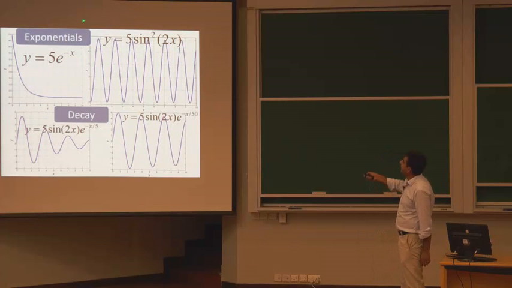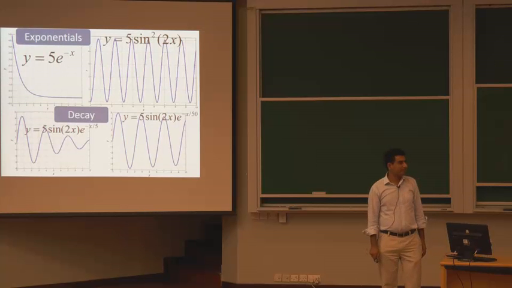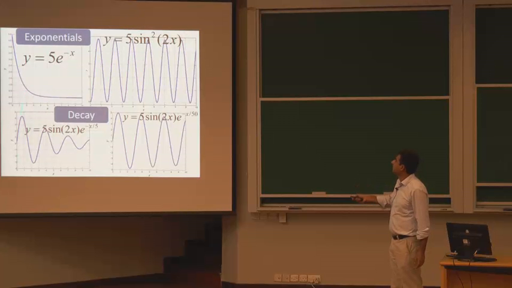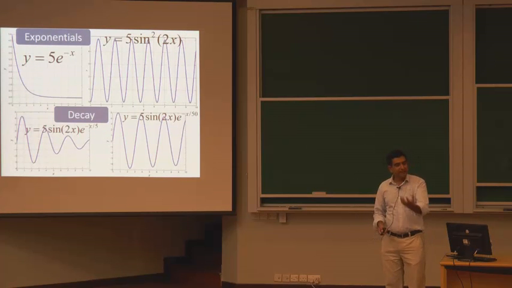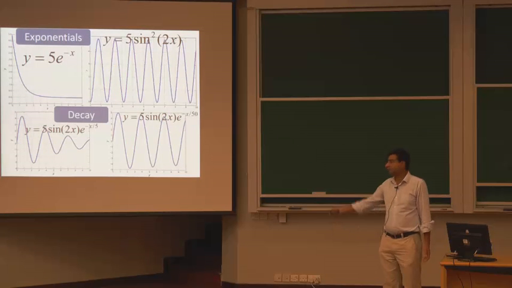Here is a 5 sine squared 2x graph. Here is a graph of a sinusoidal function that decays with time. So if you have an oscillator like a pendulum, ideally it should have a sine 2x curve, but it eventually decays with time because the oscillation is damped. So this is what the graph will look like, and some of the students will perform an experiment in which they will see a graph of this kind.